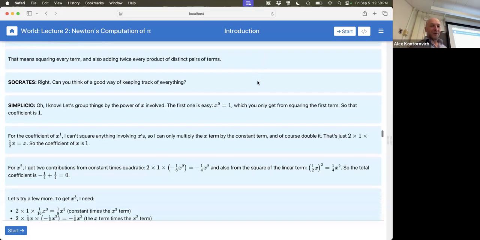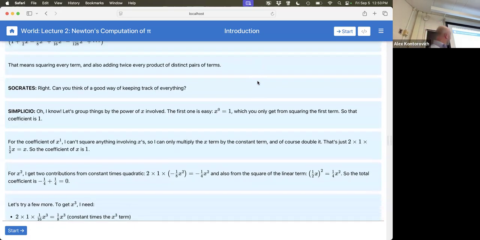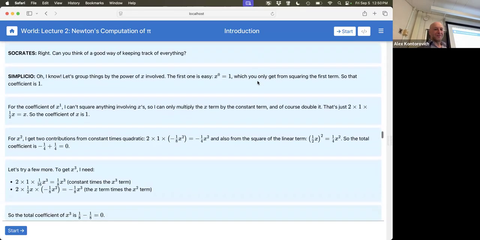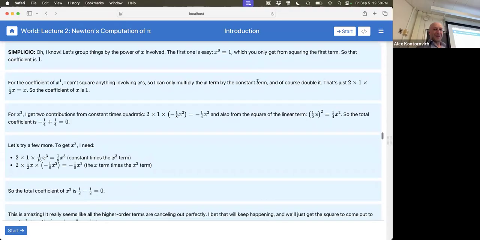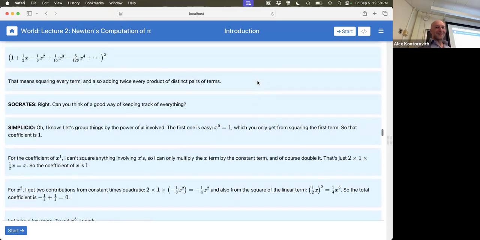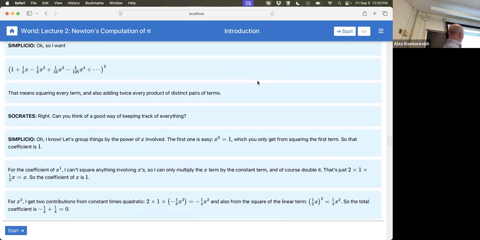Okay. So the only way to get an x cubed is the constant times the x cubed term and double that, of course. And the linear term times the quadratic term and double that, of course. And that's it. And those two add to 0. So amazing. If you keep checking term by term, all of the other coefficients seem to be coming out to 0. What would you have to do to get the quartic term?